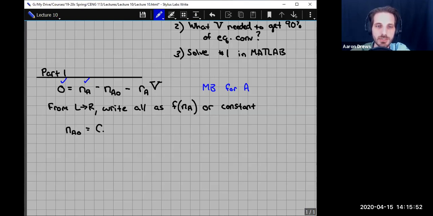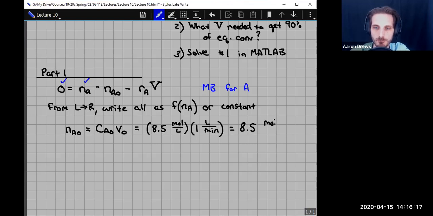Generally speaking, n sub a 0 is going to be equal to c sub a 0 times v0, right? That's our definition. There's no guessing or assumptions that have to go into that. That's just the way that this is defined. So our c sub a 0 was 8.5 moles per liter. And our inlet volumetric flow rate was 1 liter per minute. So we're left with 8.5 moles per minute.